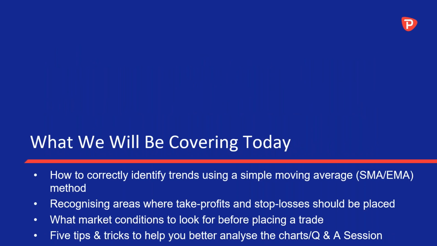So what are we going to be taking a look at today? We're going to be having a look at how to correctly identify trends using a simple moving average or an EMA method. I'm sure many of you are aware of what a moving average is. It's one of the things that a lot of people use when they first start trading. We're going to be recognizing areas where take profits and stop losses should be placed. We'll be using a bit of support and resistance for that. It's one of our go-to things at FX Evolution. And we're going to look at what market conditions to look for before placing a trade.